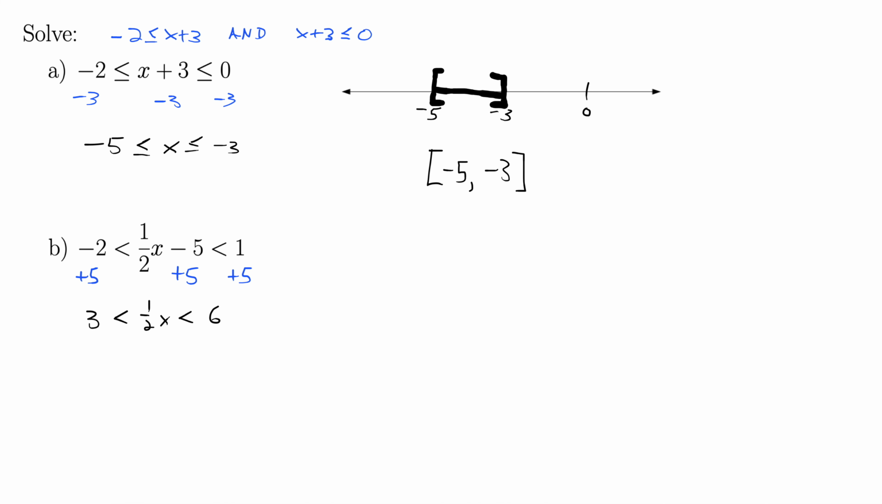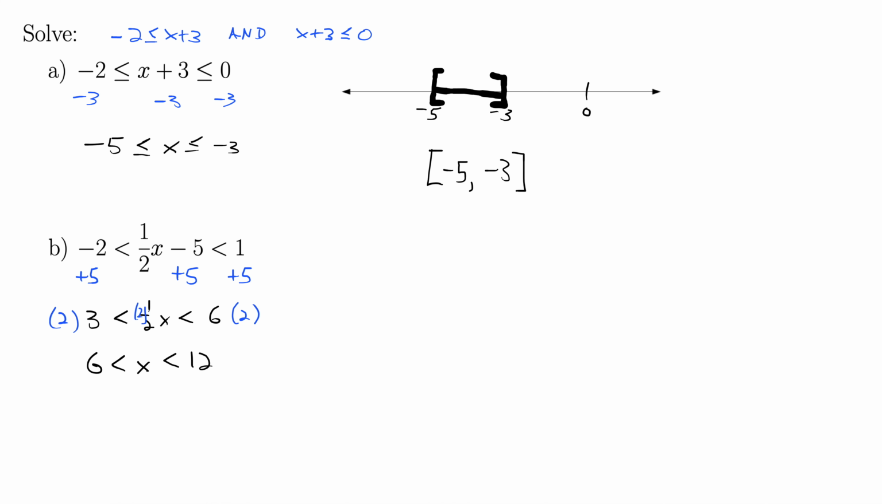That gives us 3 less than 1/2 x less than 6. Okay, we're still trying to get that x by itself. So now I'm going to multiply all three sides by 2 to get rid of that 1/2. Okay, so 2 here, 2 gets rid of the 1/2, and 2 over here, giving us a final inequality of 6 less than x less than 12. So we have all the x values between 6 and 12.